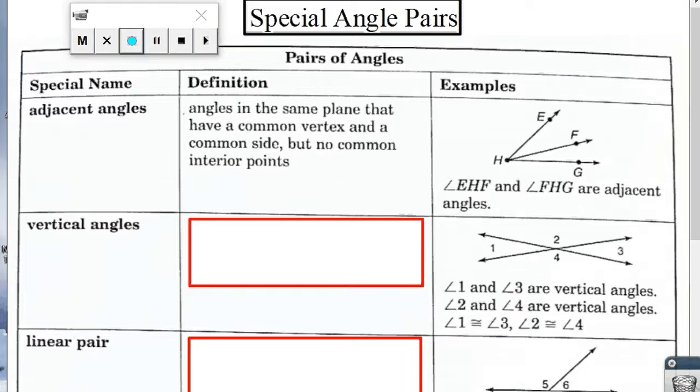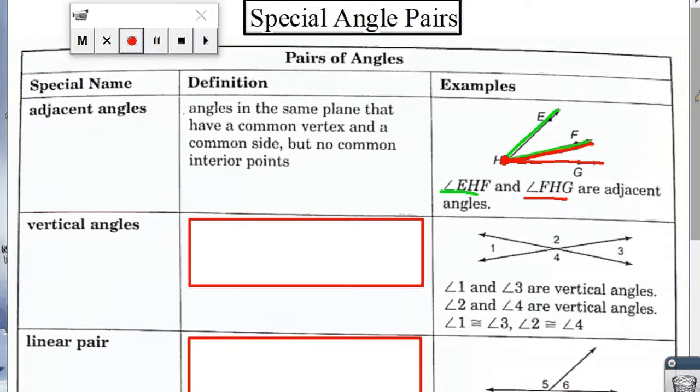So take a look at these two angles. We have angle EHF, that's this one, and we have angle FHG. Those two angles share this vertex H. They share this common side HF, but that's it. They don't share any points in the interior. And that's a key important point when we're talking about adjacent angles. They cannot share any points. There can't be any overlap.